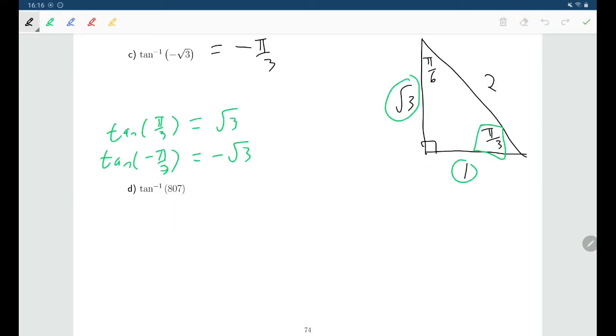For tangent inverse of 807, that does not come as a number from any nice special triangle, so there I'm going to use my inverse trig functions, making sure I'm in radians mode, then second function, tangent, and then 807, and that is about 1.56955, so that would round off to 1.570 if we're rounding off to 3 decimal places.